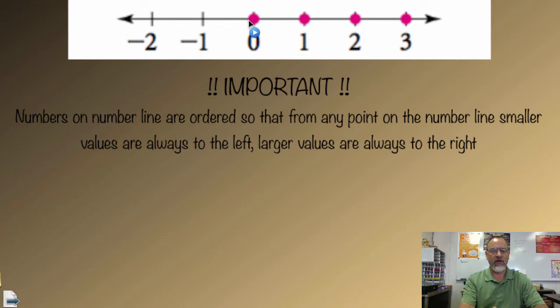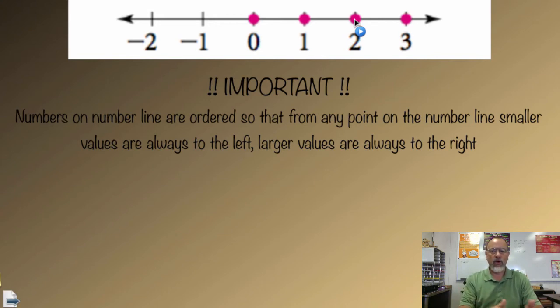So if I'm at 0, every number that's to the right of 0 will be greater than 0. Every number that's to the left of 0 will be smaller than 0. And it's true no matter where I go. If I go up here to 2, every number to the right of 2 is greater than 2. Every number to the left of 2 is smaller than 2.